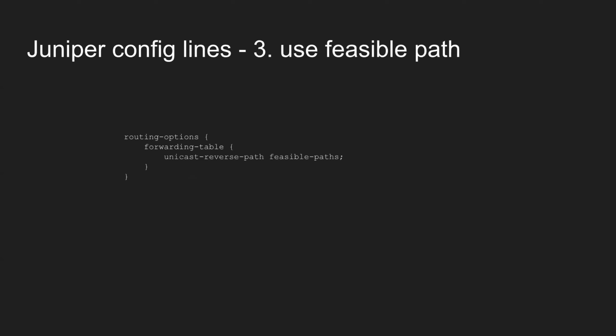Third thing you have to stick in is this little set of lines, which has to appear in the routing options section of your config, and that tells the router to use the feasible paths option instead of the active paths option. So the active paths is when you're doing strict checking, where you're just doing the kind of simple-minded checking, and feasible path says do the more involved look at inactive routes as well as active routes.